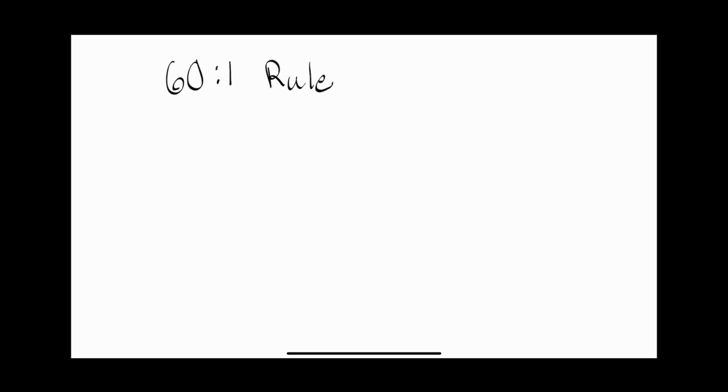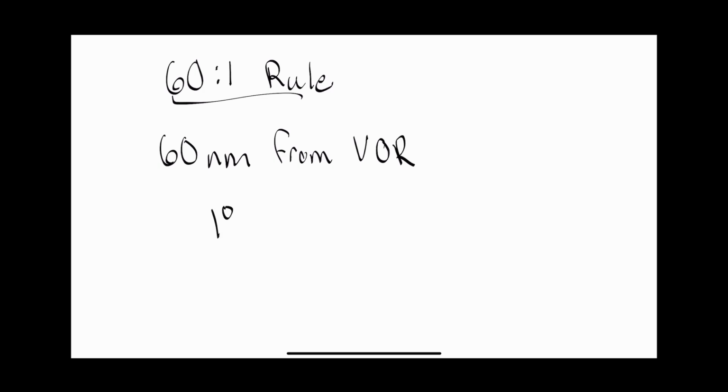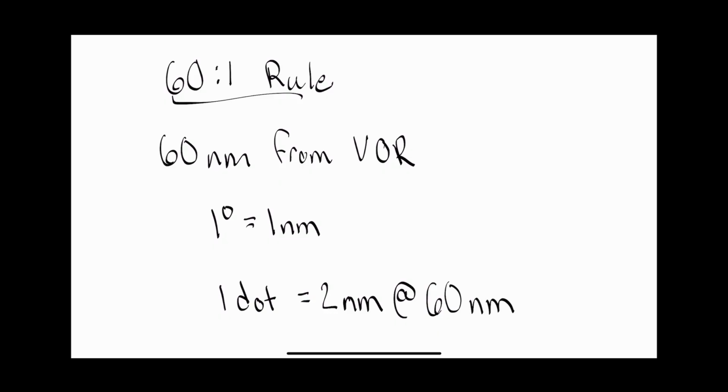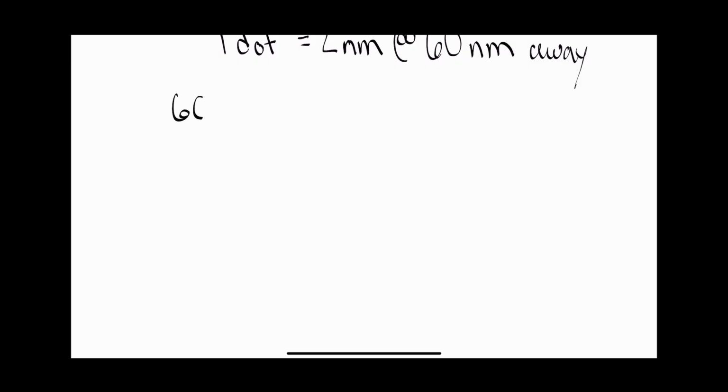And so the 60-to-1 rule states that if you are 60 nautical miles from the VOR, then 1 degree off course equals 1 nautical mile off course. Or in other words, 1 dot equals 2 nautical miles at 60 nautical miles away. It is a 60-to-1 ratio.